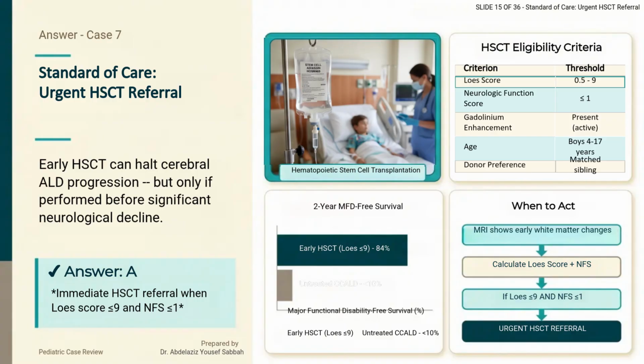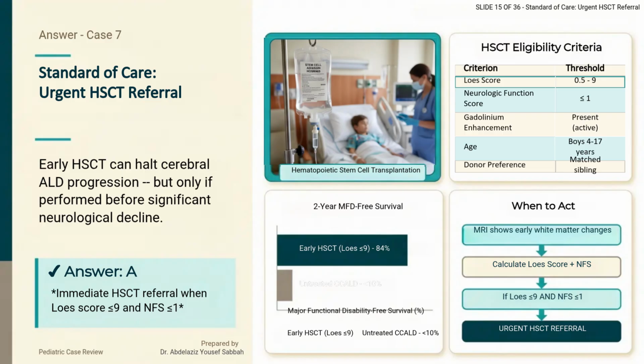The correct answer is option A, urgent referral for hematopoietic stem cell transplantation. Early transplantation can halt the progression of cerebral adrenoleukodystrophy, but only if it is performed before significant neurological decline has occurred. This child fits the eligibility window precisely: a low score, a neurologic function score of 1 or less, and gadolinium enhancement showing active but early disease.